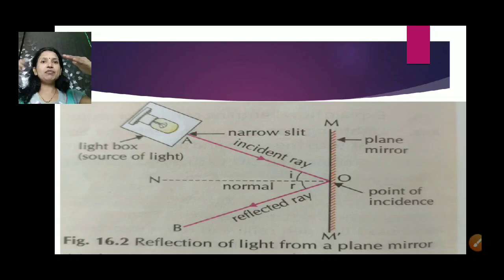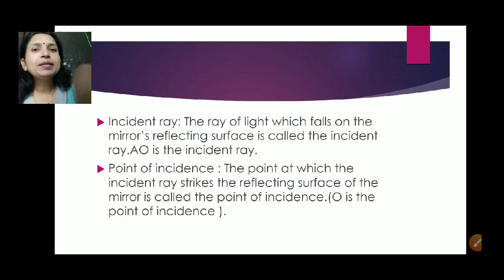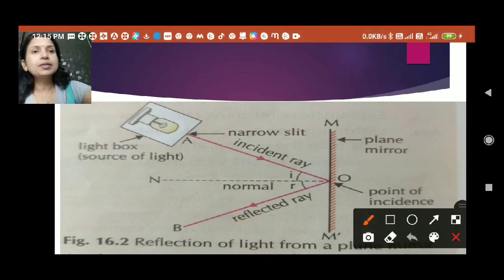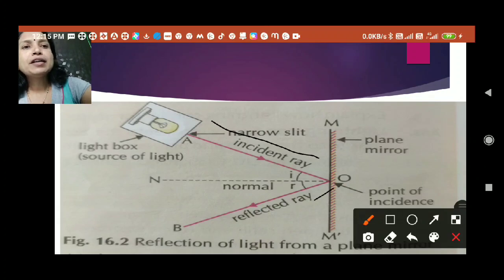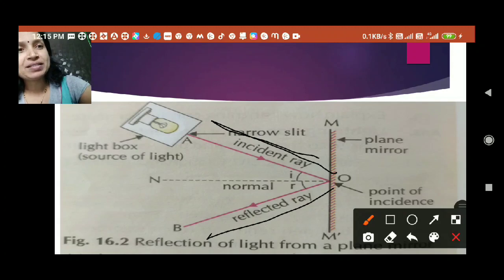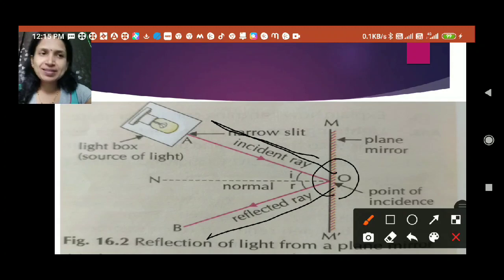Then the incident ray will come in this way. Just a minute, my dear students. This is the incident ray and this is the reflected ray. Light travels in a straight line, you have to keep it in your mind. I am drawing these randomly. The point where the incident ray reaches is called the point of incidence. This is the point of incidence.